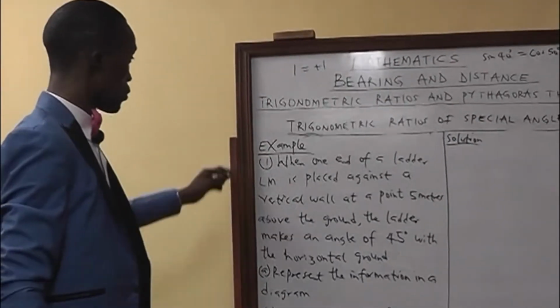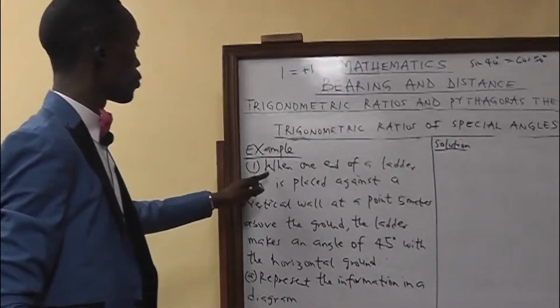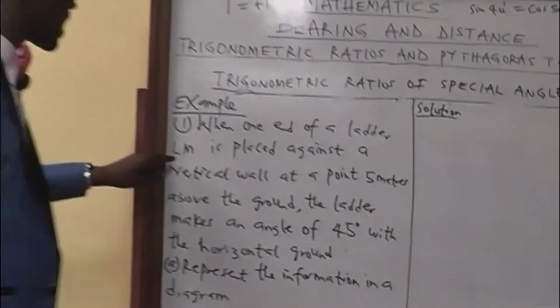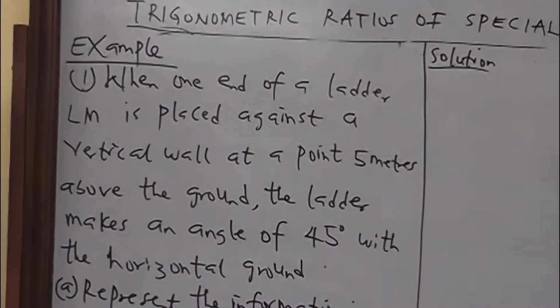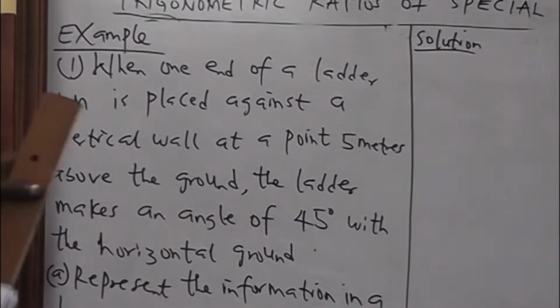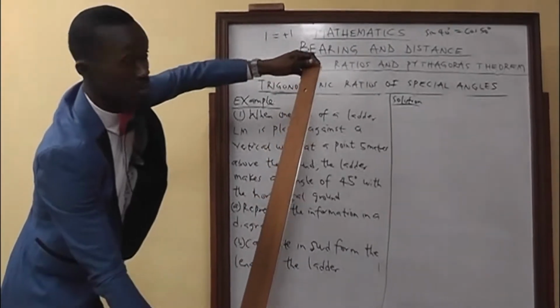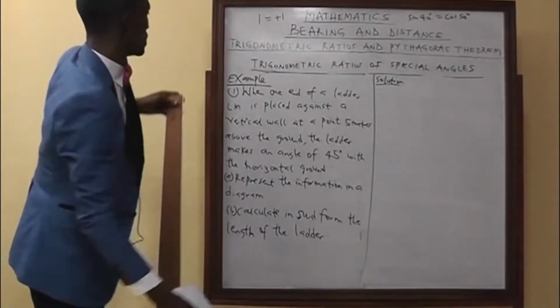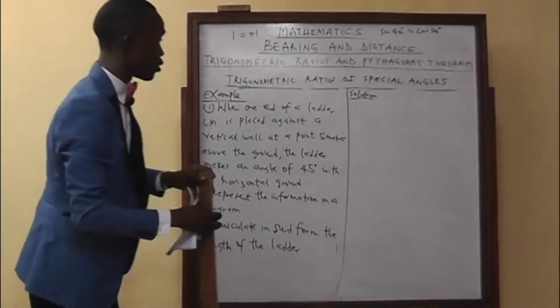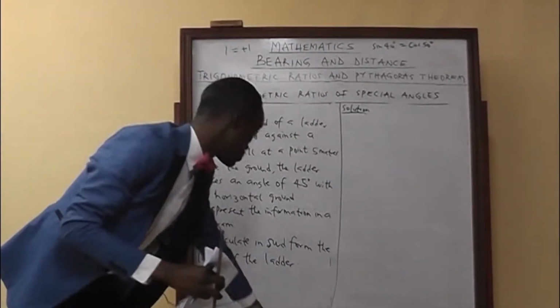So now we have this example to solve, and the question says, when one end of a ladder LM. So for a ladder, we have the top and we have the base. So I'm using this as an example. Let's assume that this is our ladder. We have this as the top and we have this as the base. It's placed against a vertical wall. Let's assume that this is our vertical wall and this is the horizontal ground.